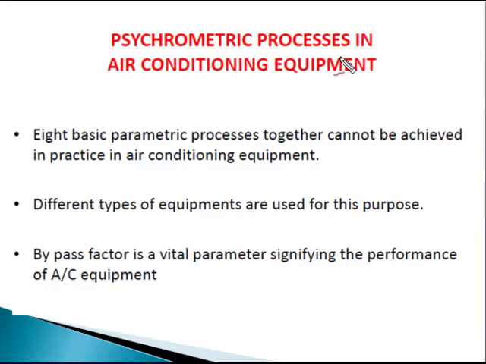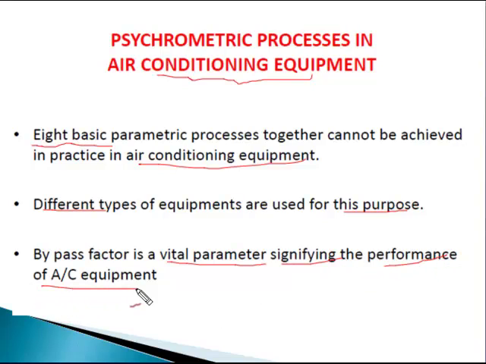Psychrometric processes in air conditioning equipment. We already discussed in Psychrometric Properties lecture number 3 the psychrometric processes involved in air conditioning equipment. The basic psychrometric processes cannot all be achieved together in practice in air conditioning equipment, so different types of equipment are used for this purpose. Bypass factor is a vital parameter signifying the performance of air conditioning equipment.